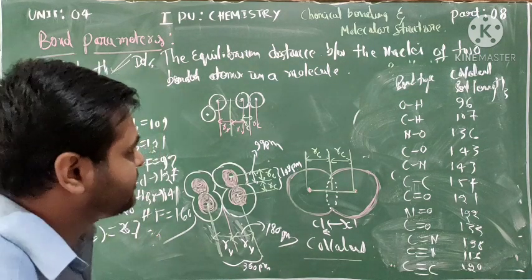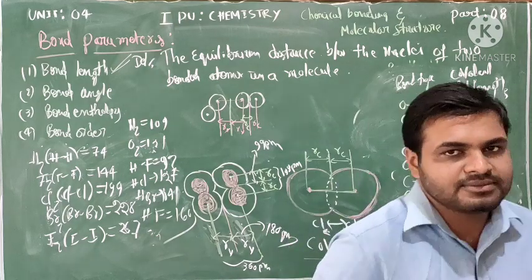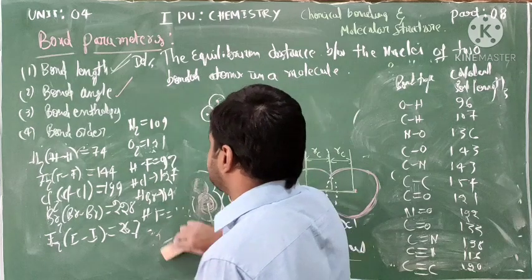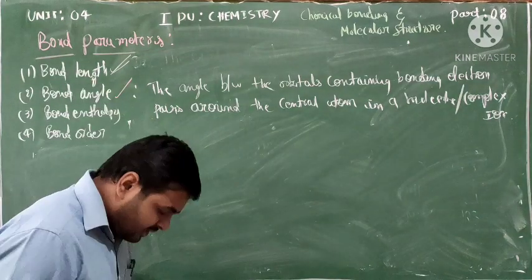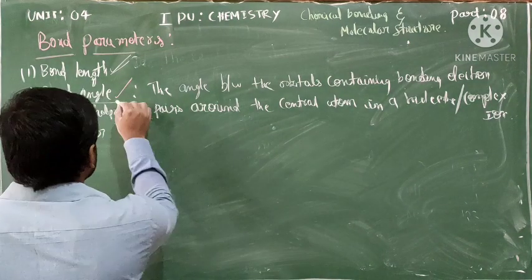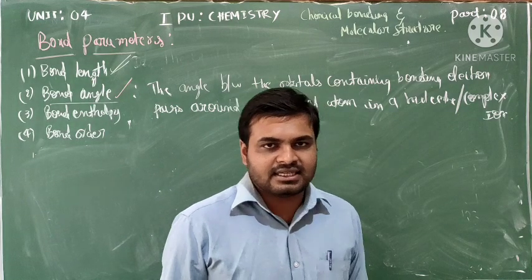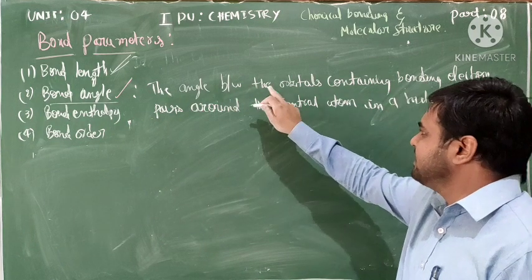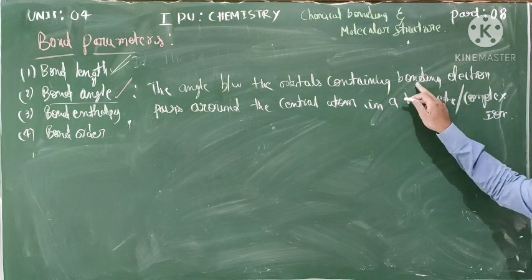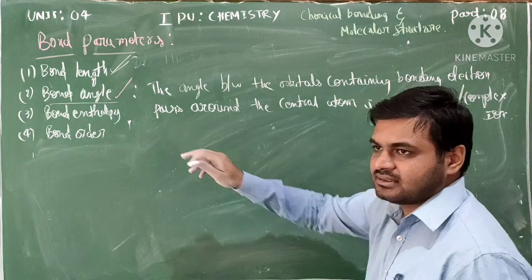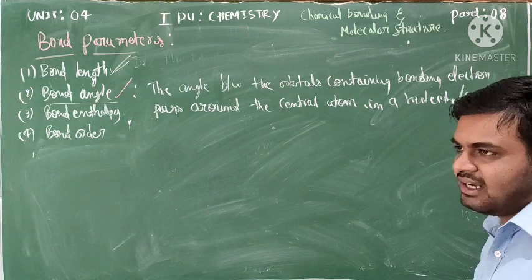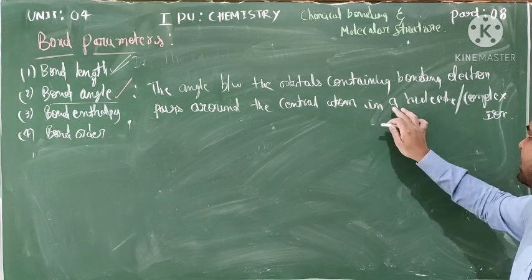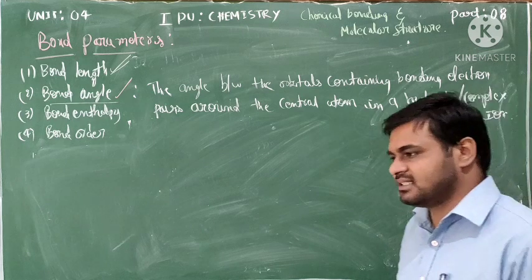Okay, so next we are going to learn about the second one, bond angle. Okay, students, another one is the second bond parameter, bond angle. So what is the meaning of bond angle? The angle between the orbitals containing bonding electron pairs. The bond is formed by the sharing of electron pairs around the central atom in a molecule or complex ion.